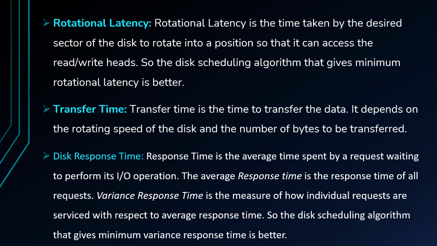Disk response time. Response time is the average time spent by a request waiting to perform its input output operation. The average response time is the response time of all requests. Variance response time is the measure of how individual requests are serviced with respect to average response time. So the disk scheduling algorithm that gives minimum variance response time is better.